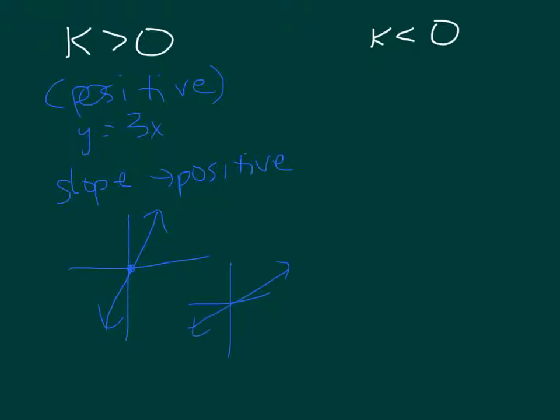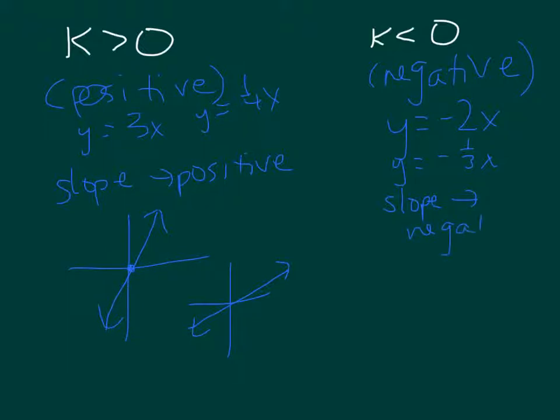If k is less than 0, which means that it's negative, an example would be y equals negative 2x, or it could be like y equals negative 1/3 x. Just like over here, if k is greater than 0, it could be y equals 1/4 x. That means that our slope is going to be negative. You notice in a direct variation, you can never have an undefined slope or a 0 slope. And our graph would look something like this, or like this, if k is less than 0.